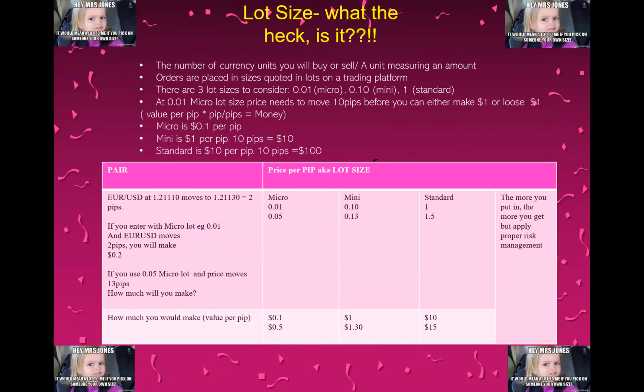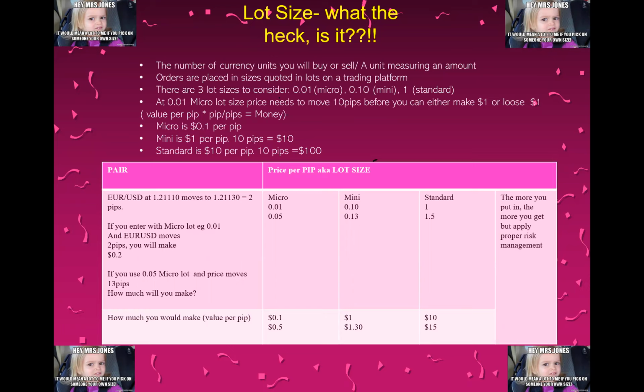Now before I get started, it's important to understand why lot sizes are important, and they are important because that's going to play a part in your risk management. It's going to play a major part in your risk management, and in my opinion, it might differ from someone else's.